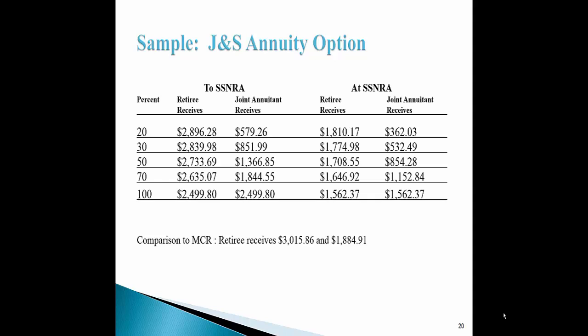If the retiree died, the joint annuitant would receive half of what the retiree was receiving. In this example, the joint annuitant would receive $1,366.85, and then the benefit would reduce to $854.28. This sample is using the factors based on the spouse's date of birth. The factors used to calculate this benefit will be different for each person based on how old they are when they retire and the age of the joint annuitant.